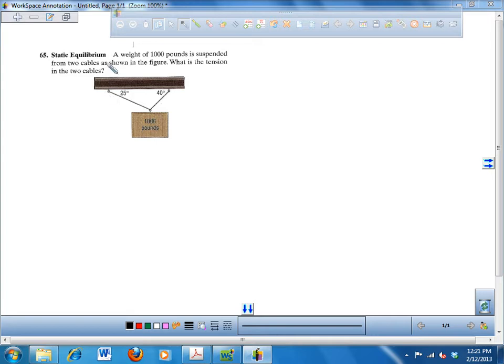We're going to attempt to do this static equilibrium problem. So we're going to call this force 1, and we're going to call this force 2. And we're going to call this, what does that say, 1,000 pounds? Force 3.